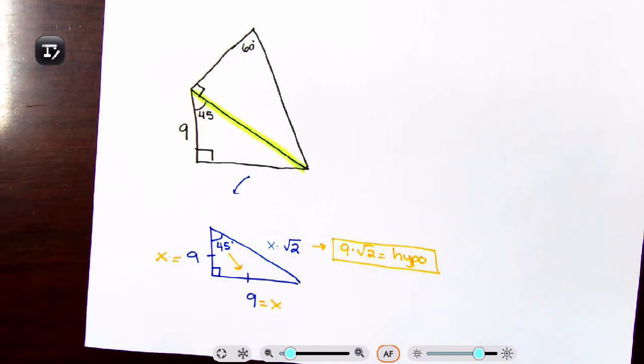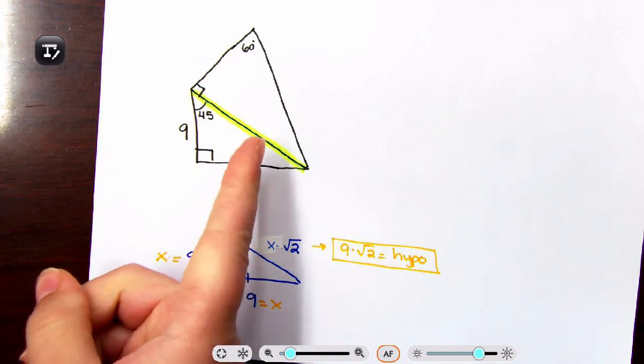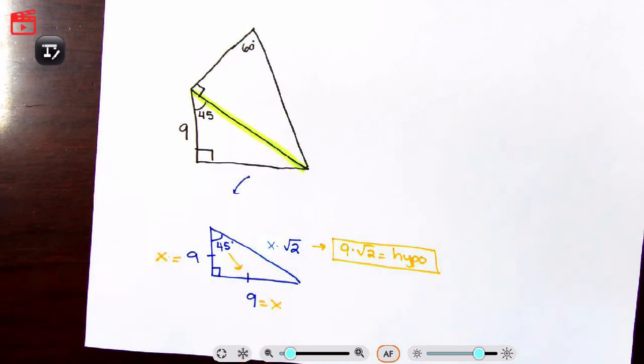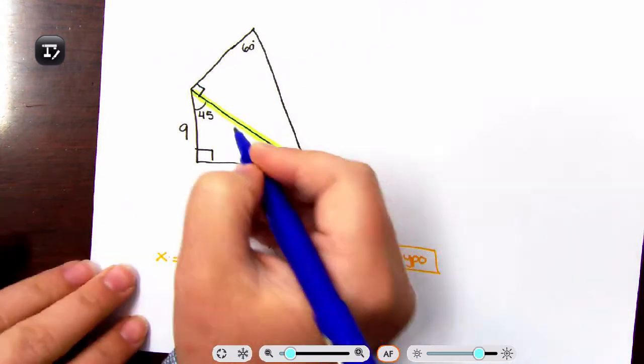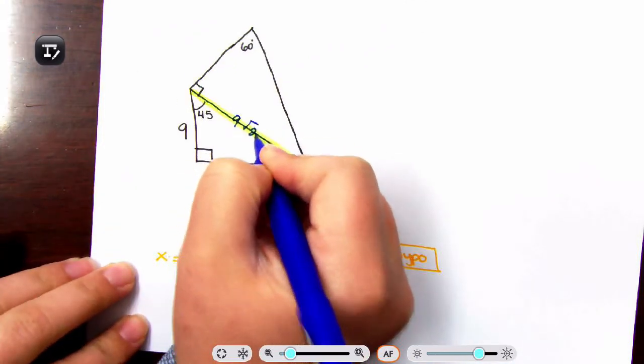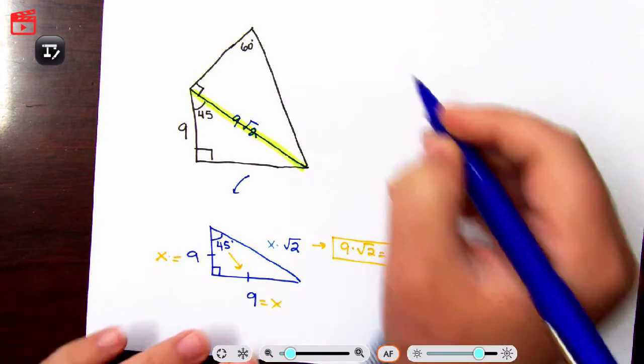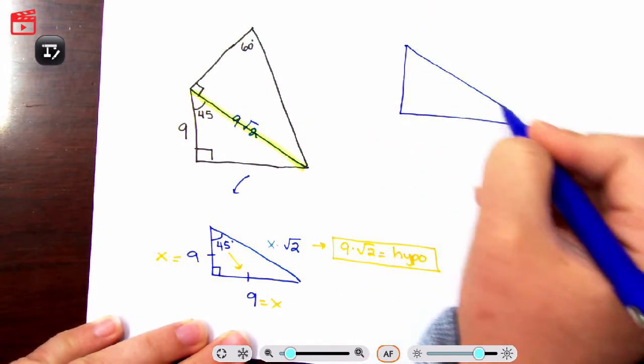45, 45, 90 triangle. Now again, due to the reflexive property, the hypotenuse and the long leg are shared. So if we have 9 root 2 as our hypotenuse, the long leg, I'm going to draw out the 30, 60, 90 triangle.